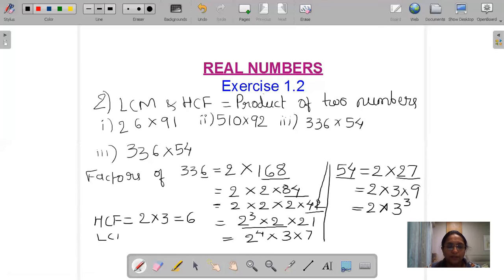Then LCM is equal to 2 raised to 4. The highest power you have to take. 2 raised to 4 into 3 raised to 1, here 3 raised to 3. So take 3 raised to 3 into 7. So 2 raised to 4 is 16, 27 into 7. So it is 3024. Next, you can check LCM into HCF.